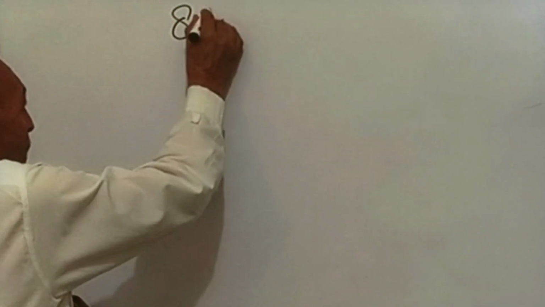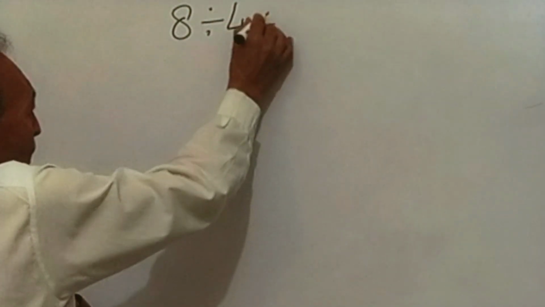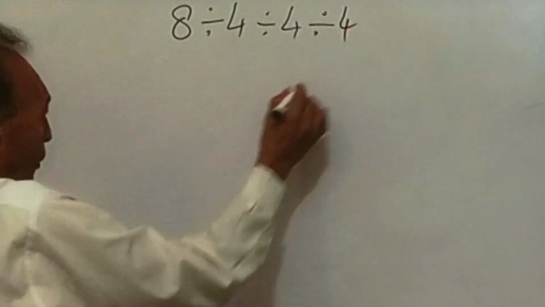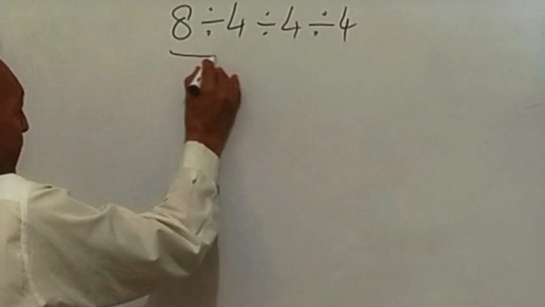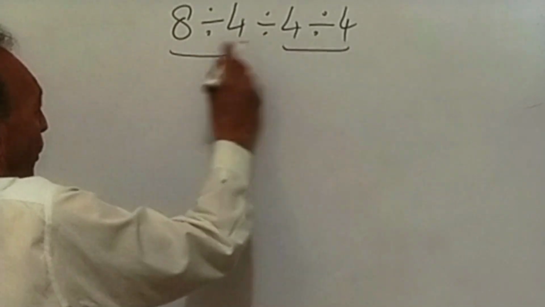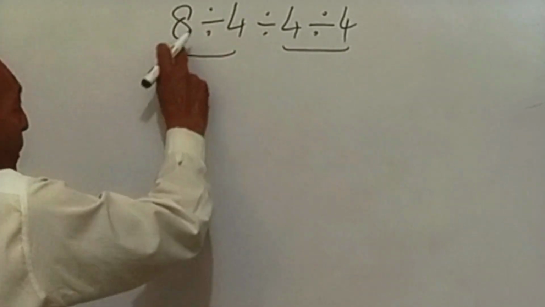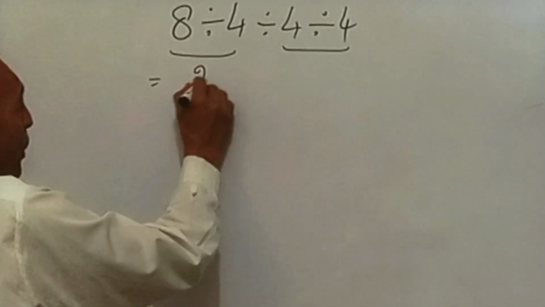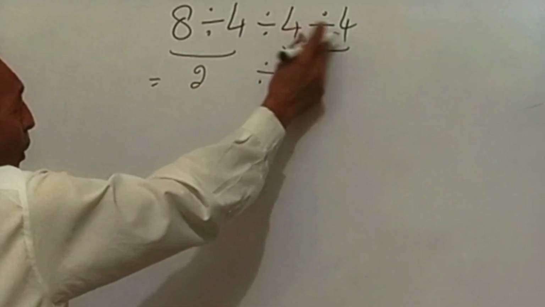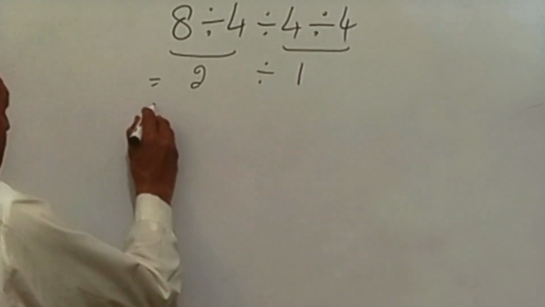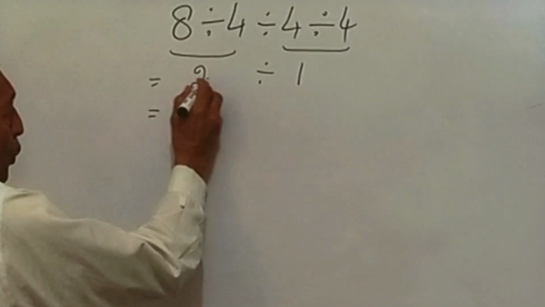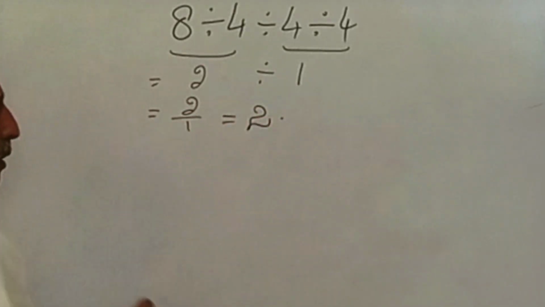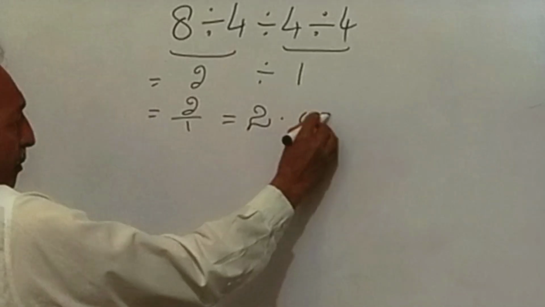8 divided by 4 divided by 4 and again divided by 4. How can we solve it? We'll see. When we divide 8 by 4, this comes 2, and this 4 divided by 4 comes 1. And this comes 2 divided by 1. This is equal to 2. But this is wrong.